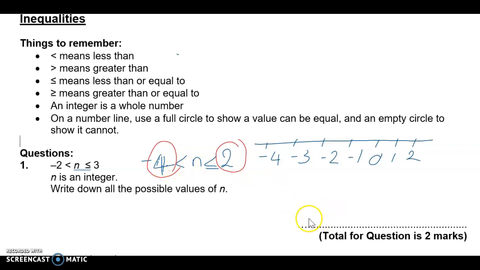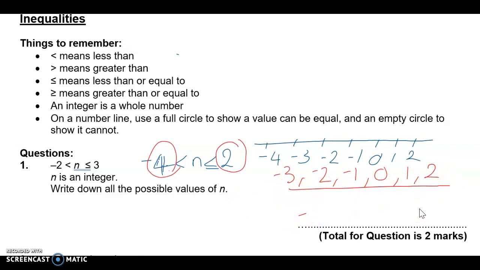So we cannot put minus 4, but we can put minus 3. Again, we could have minus 2, we could have minus 1, we could have 0, we could have 1. Now, can we have 2? Well, yes, because it says it's including 2. That's what the little line underneath says. So there you go, that is your final answer.